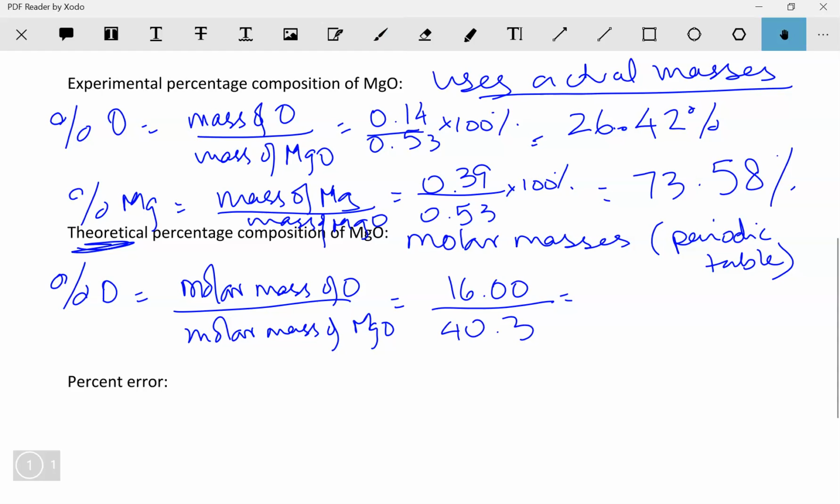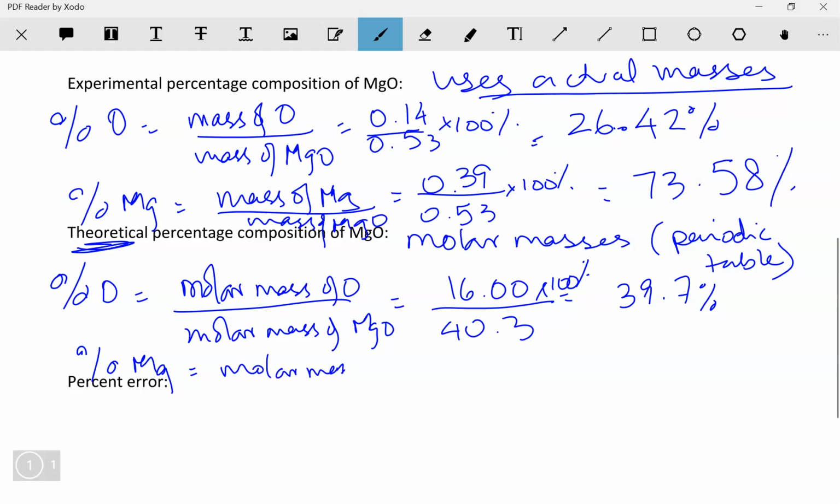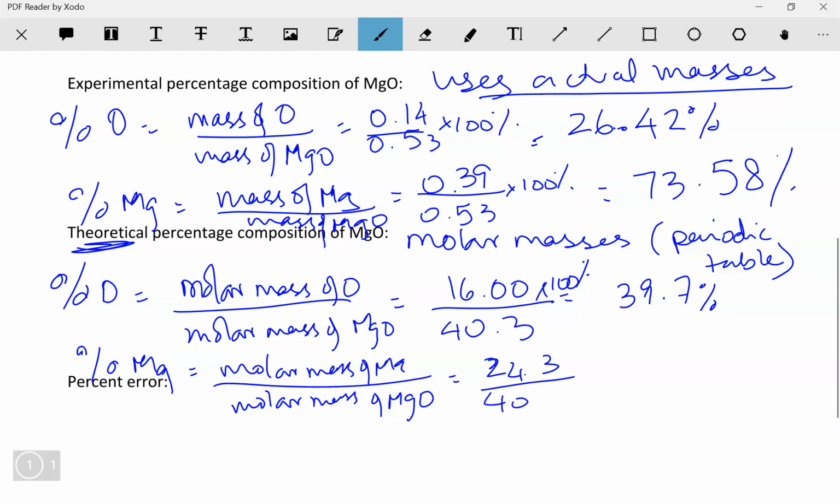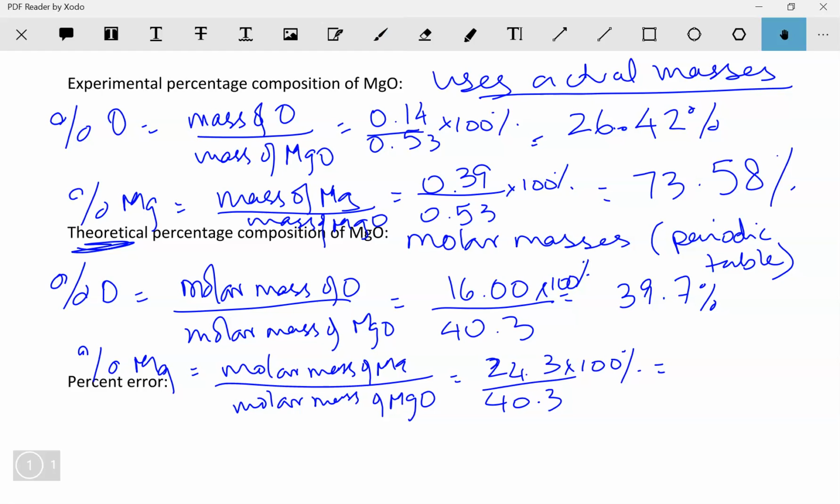And so if we do this and multiply by 100%, we get 39.7% oxygen, and our percent magnesium would have to be molar mass of magnesium divided by molar mass of magnesium oxide, which is 24.3 divided by 40.3 times 100%, which is, let's see, 60.3%. Again, both of those add up to 100, so that works.